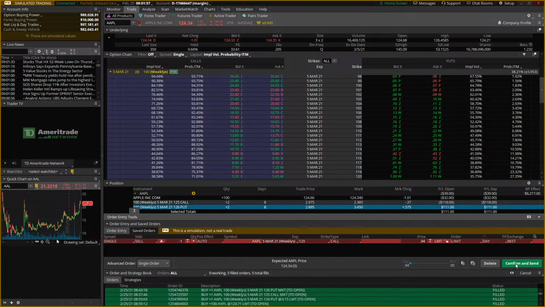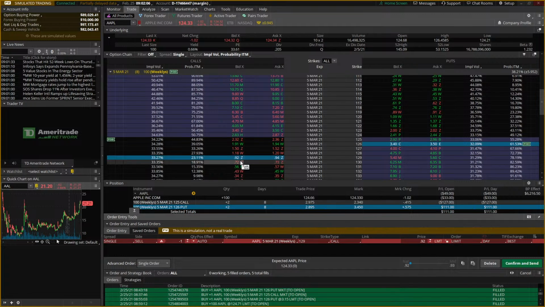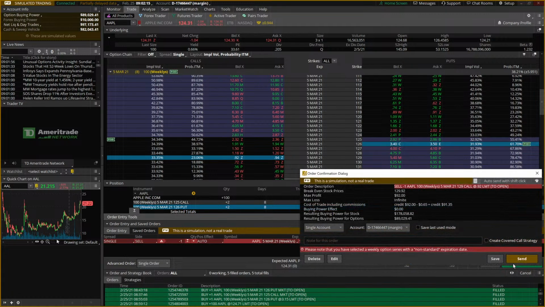I'm going to leave it at limit. You can put this in between whatever the bid and the ask price is. See the bid and the ask. So this is going at 0.92. And so sell it. Break even 129.92. Means if you hit 129.92, you don't really lose anything. Max profit is the premium, $92. That's yours. You get that. Keep it. Of course, after they take out the fees.